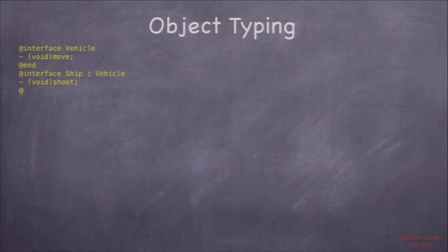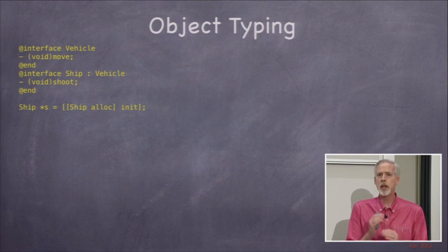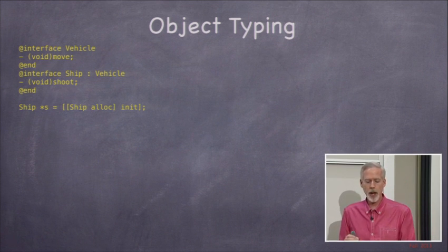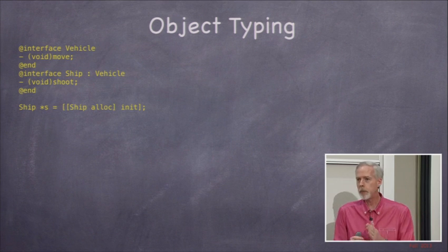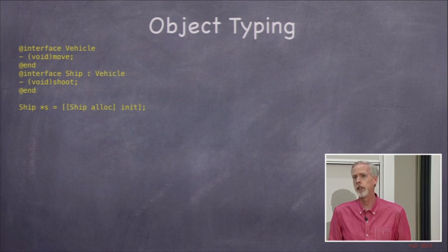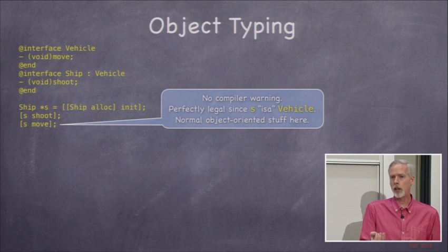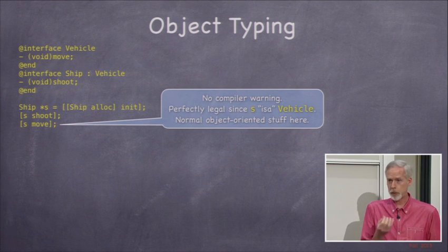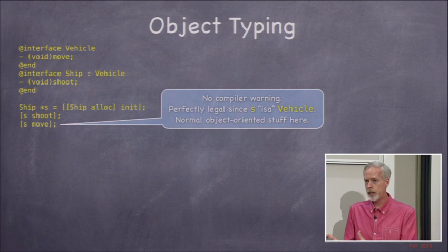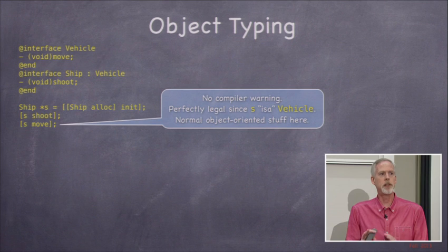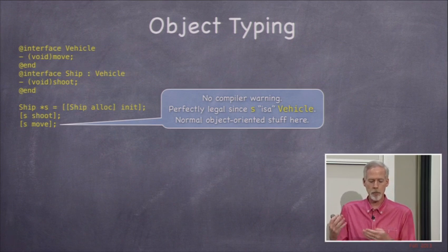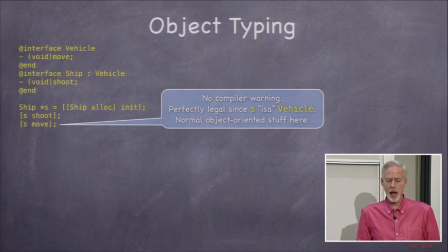All right, so to summarize all this, I'm going to show you this example. I've got two classes. I've got a Vehicle class, which has a method move. You can move the vehicle around. And I've got a Ship, which is a vehicle, inherits from Vehicle, and it's only got one method, shoot. So ships can shoot other ships, and they can also move because they're vehicles. If I declare a local variable, Ship star s, and I alloc and init a ship, I can say s shoot or s move, works fine, right? Because ships implement shoot and they inherit move, so everybody's totally happy here.